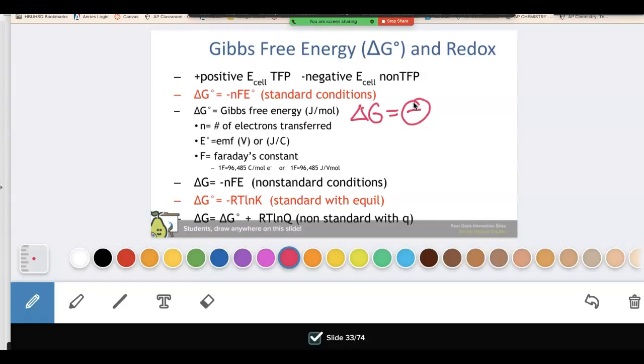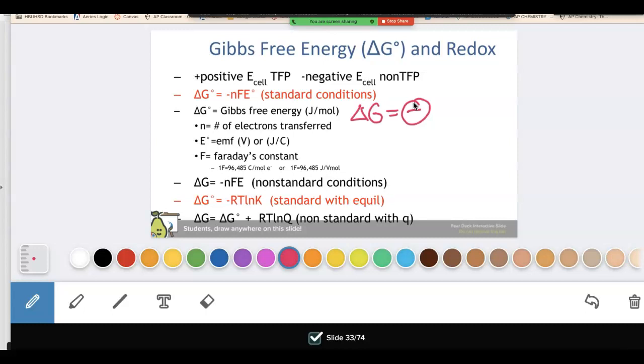And if delta G is negative, the reaction releases energy and we can trap it and do work for us, like turn on a battery, turn on a light bulb, supply a voltage, okay? So what does that mean for E? Well, we already know that a positive E means the reaction will occur. If the voltage is positive, it's producing energy, right?